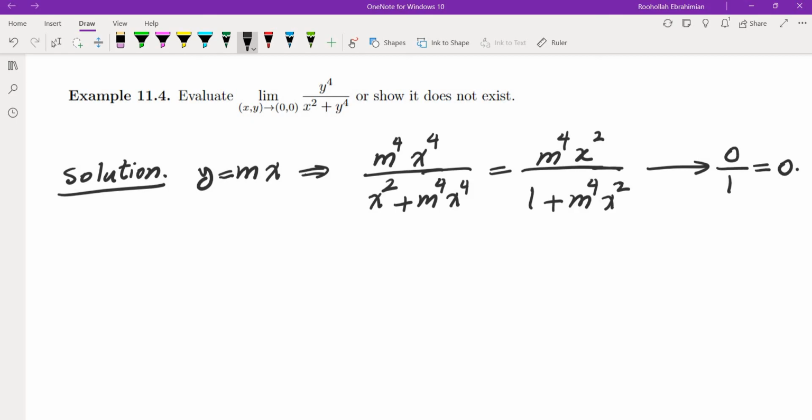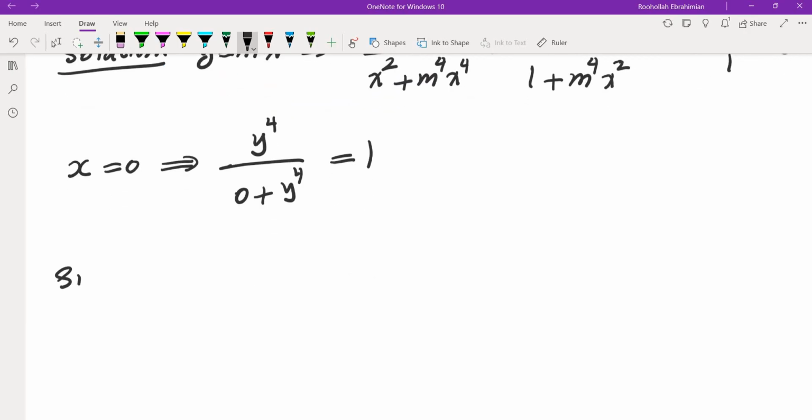So you might think, okay, maybe the limit is in fact 0, but we haven't tried the y-axis. So let's try that. The y-axis is x equals 0. That gives us y to the fourth over 0 plus y to the fourth, and that in fact gives us 1. Because these two are not the same, the limit does not exist. So this was in fact simpler than the previous problem.